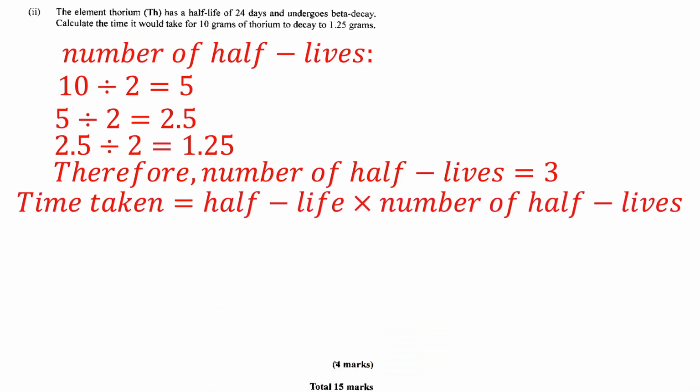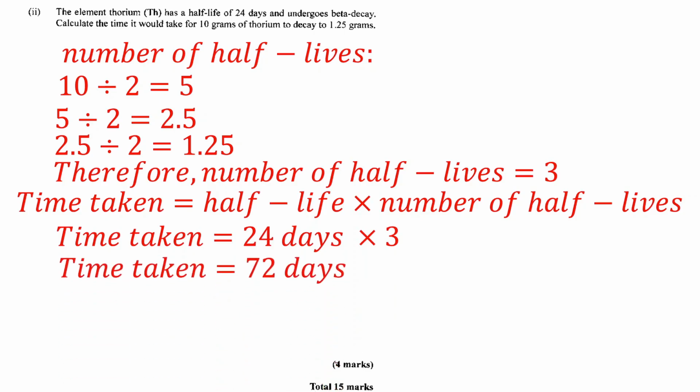So the total time taken would be the value of the half-life, which is 24 days, multiplied by the number of half-lives, which is 3. So 24 days times 3 gives us a value of 72 days. And that is for 4 marks, and a total of 15 marks altogether.